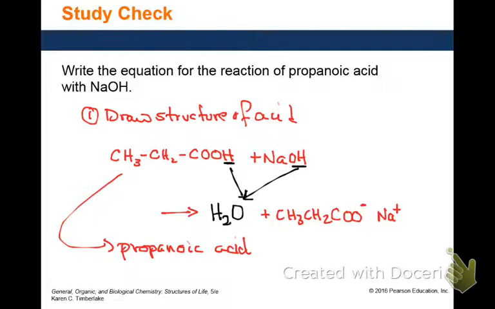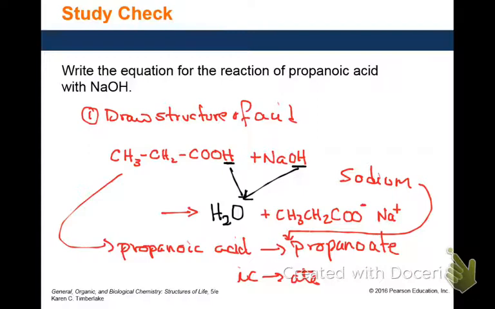What's the name of its conjugate base? Propionate. Yeah. So the ic goes to ate, propionic becomes propionate. Sorry, I didn't leave room for the metal ion. That should go in front. So I'm going to write sodium up here. The order goes like this: the sodium, the metal, always goes first. So it'd be sodium propanoate.